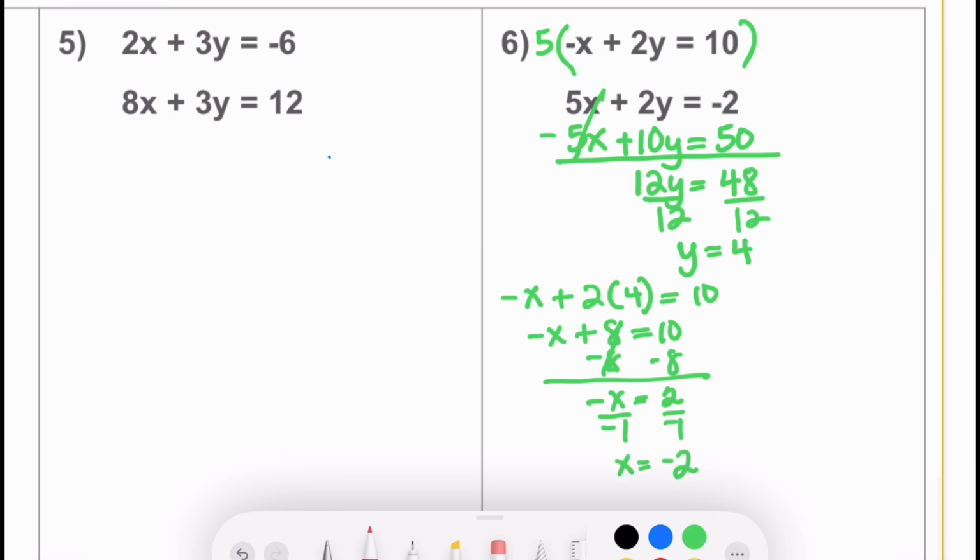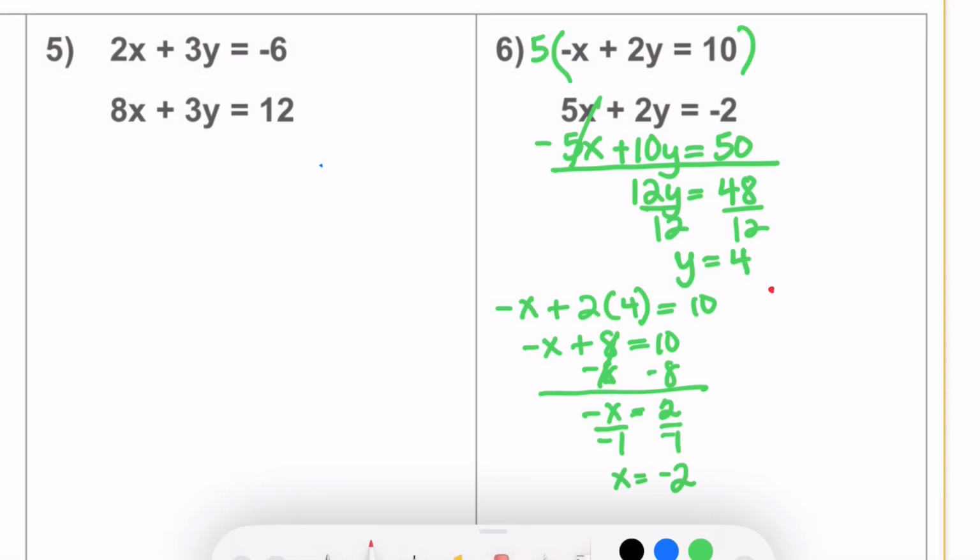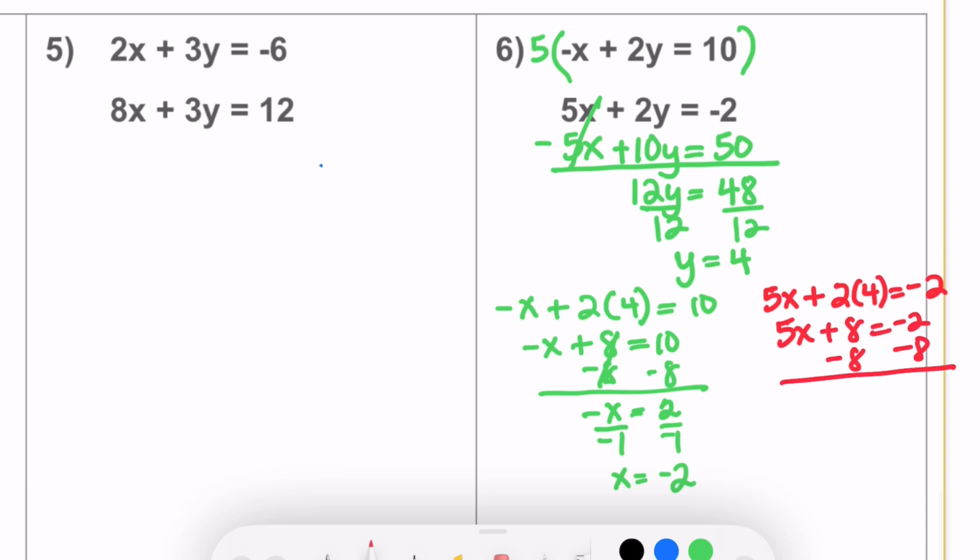Let's do this one. 5x plus 2 times 4 equals negative 2. 5x plus 8 equals negative 2. Subtract 8 from both sides. And you get 5x is equal to negative 10. Divide both sides by 5. X equals negative 2. So for question 6, the answer is negative 2 and 4.